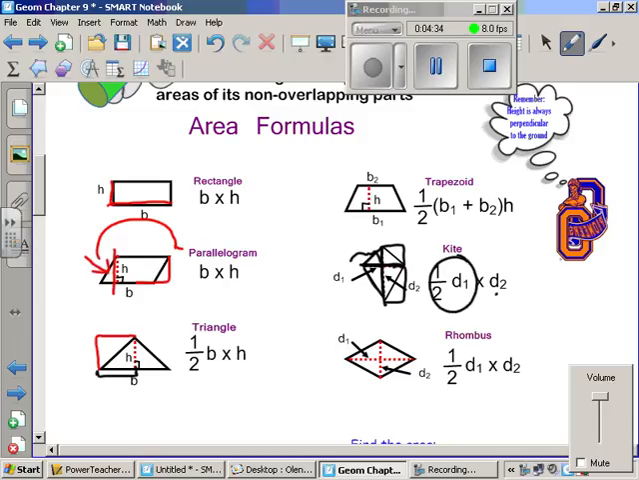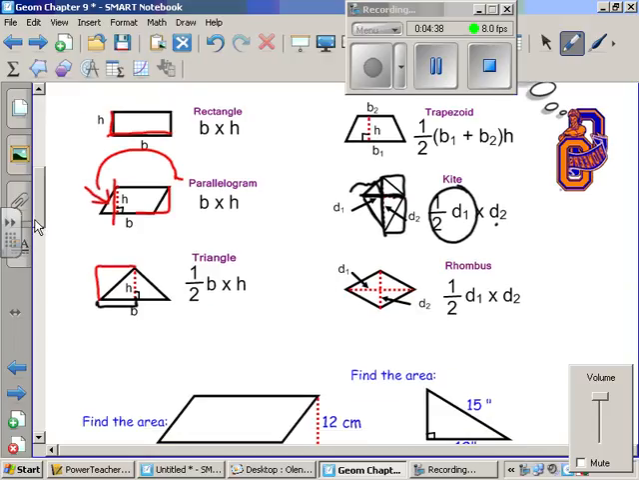Okay? And the rhombus works the same way. You're still taking this triangle here, moving it over here, and this triangle and moving it over here. Okay? So again, you're taking the whole D2, but only half of D1. So it's 1/2 times D1 times D2, base times height.